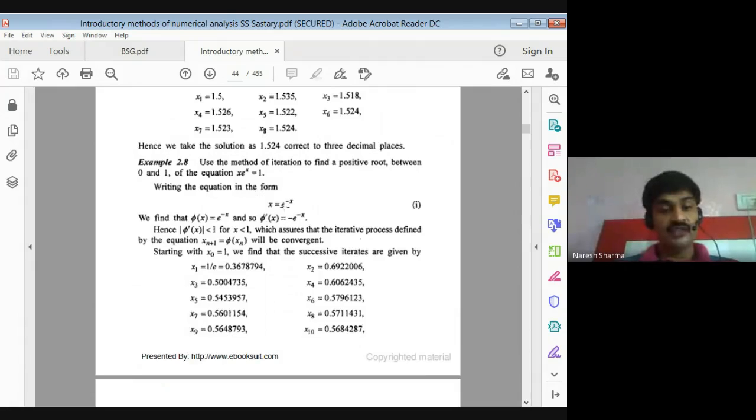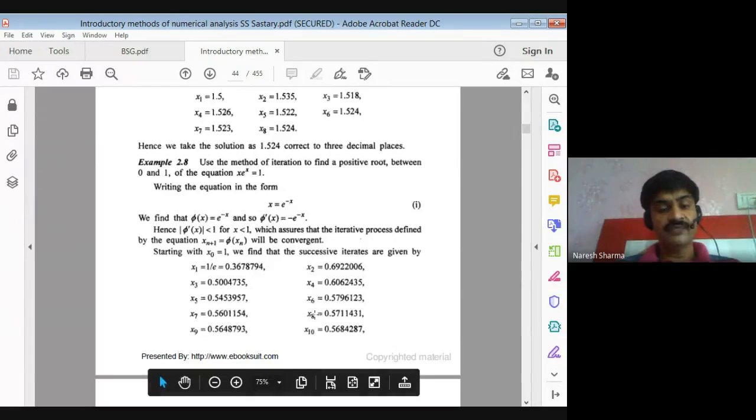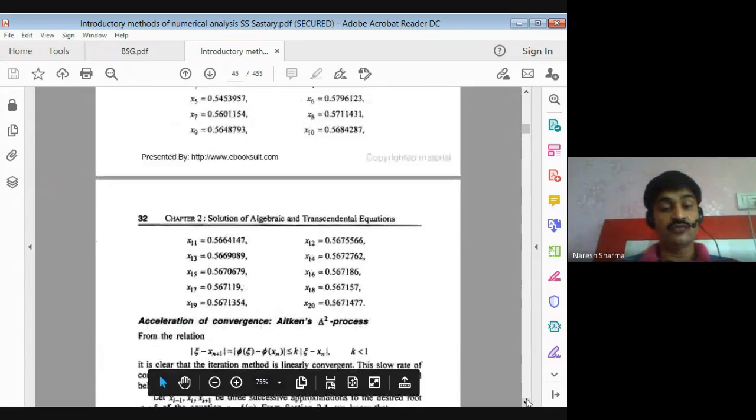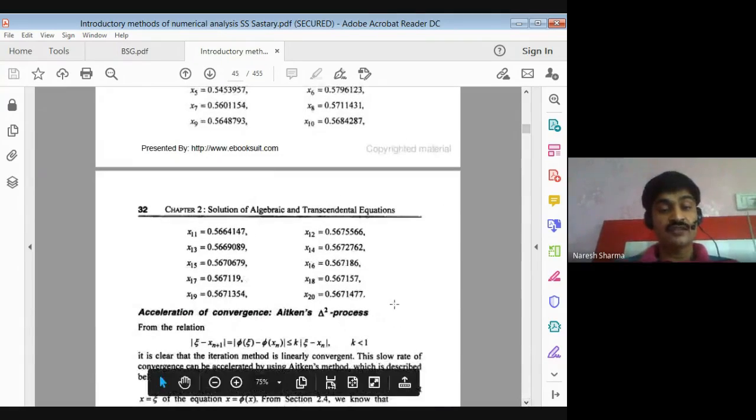When you put 1 in the right hand side, e raised to minus 1, that is 0.3678. Again, you put x1 in this, you get x2. Again, you put x2 in this, x3, x4. Similarly, you can look at the consecutive terms. If you get your required accuracy in these two terms, then this is your final result, or you can go for a few more steps as per the accuracy you require.